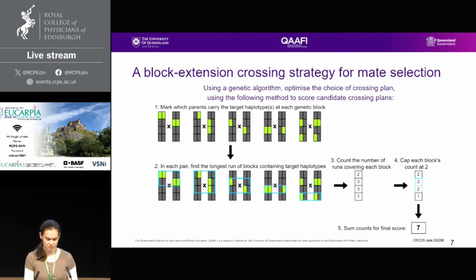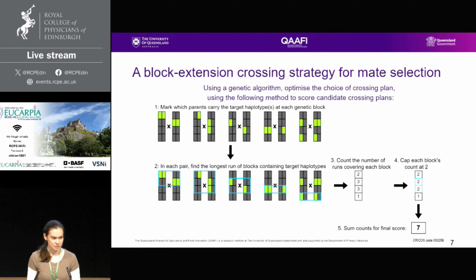Then for every block in the genome, we're going to count up the number of runs that cover that block. And to be clear, any target haplotypes that aren't included in a longest run are just not contributing to the score at all. So we've counted those up, then we cap each of those counts at 2, because we also don't want a crossing plan to score highly by having every pair contributing haplotypes in the same blocks. And that was for our first criteria we based this method on, first factor. Sum those up for the final score.